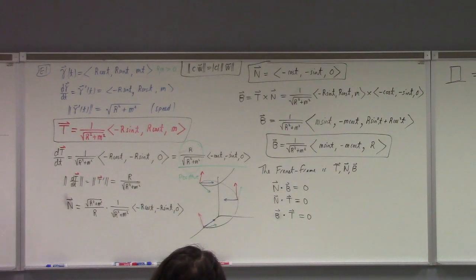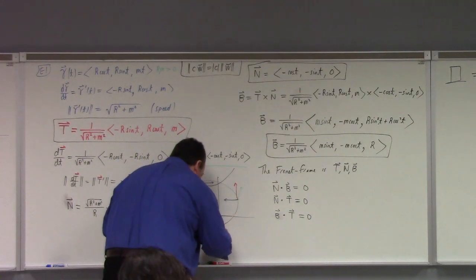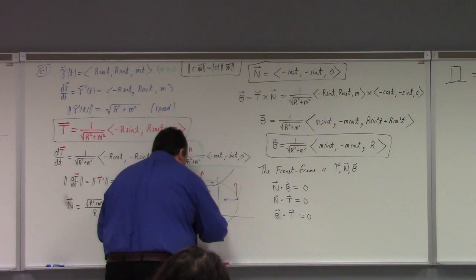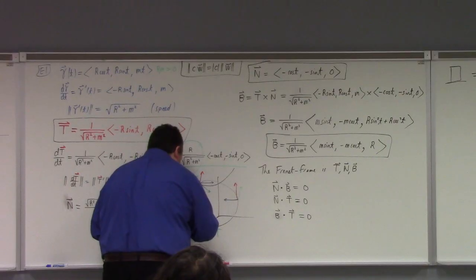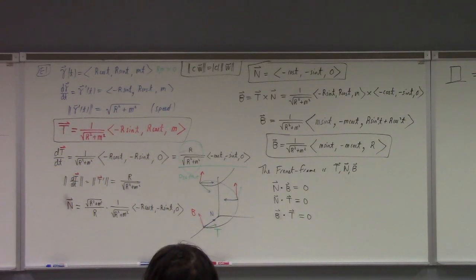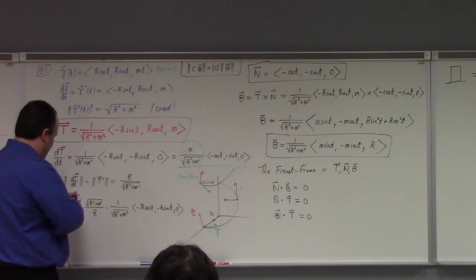In my picture, I'm using green for the tangent T. I'm using blue for the normal. And I'm using red for the binormal in this picture. I think I did that in my other picture over here too. But fair enough, I didn't color code. My bad. I should have done.